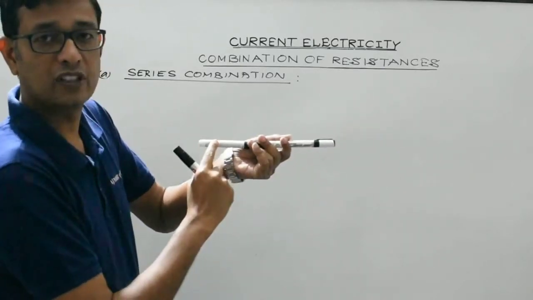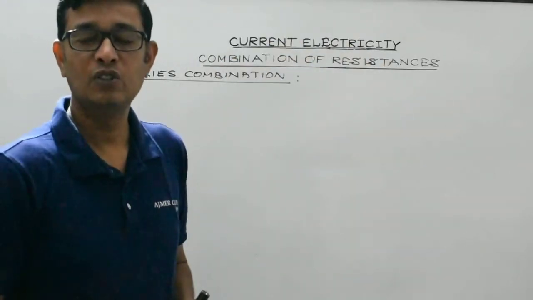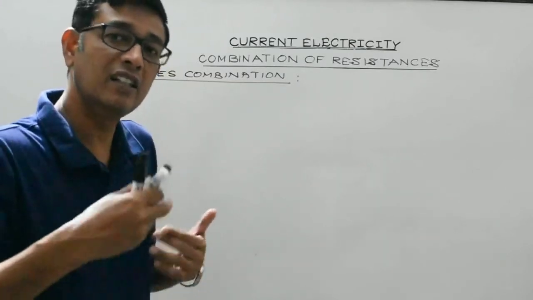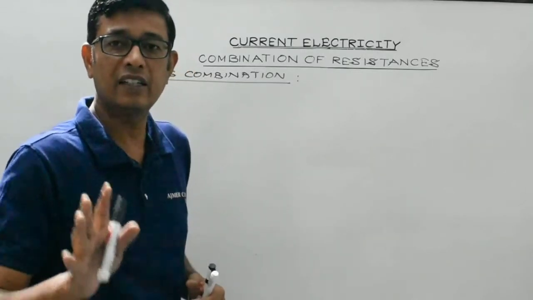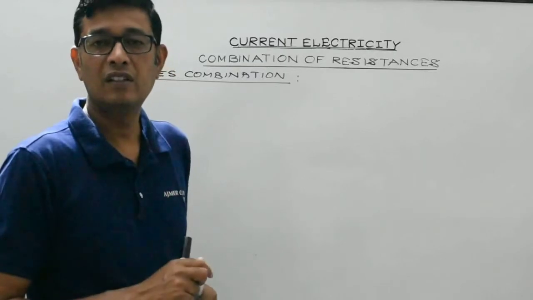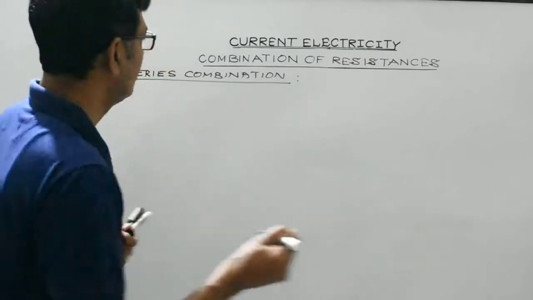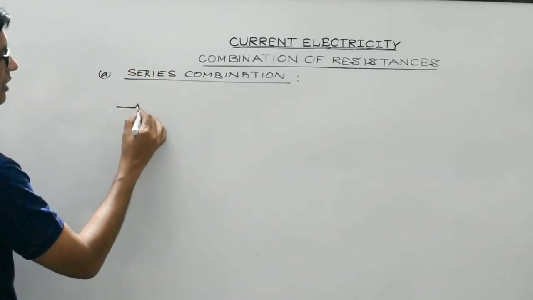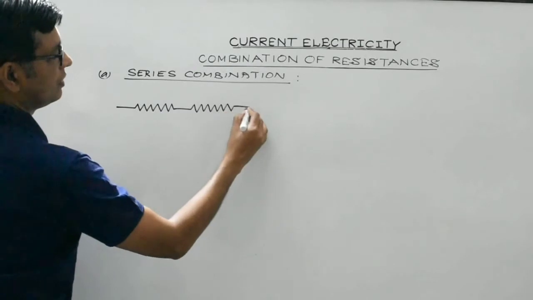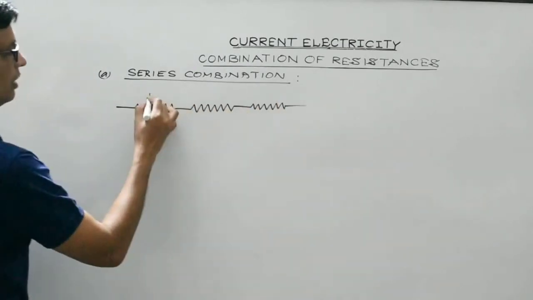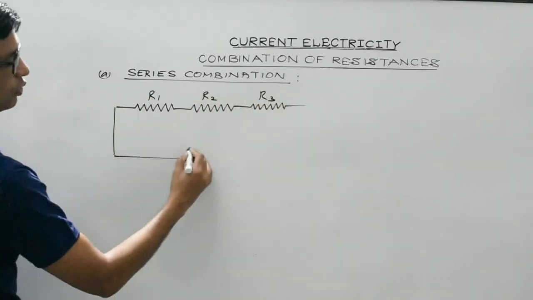So whatever current is flowing through the first resistor, the same current would be flowing through the second resistor, and the same current must be flowing through the third resistor as well. So that's the mandatory condition for the resistors to be connected in series. So again I repeat, 2 or more resistors are said to be connected in series only when the current flowing across each of the 3 resistors is constant, right? So let us consider 3 resistors having resistances of R1, R2 and R3 like this. These are the 3 resistors having resistances of R1, R2 and R3, and they are connected across any source.